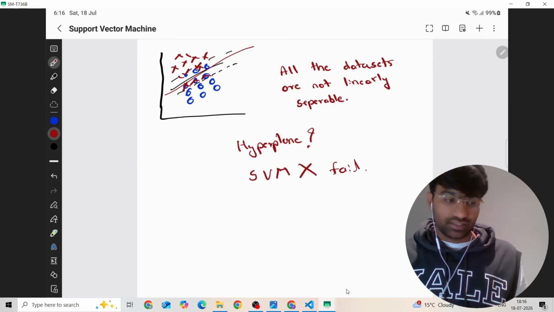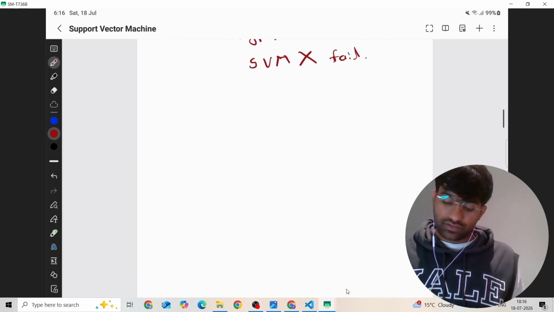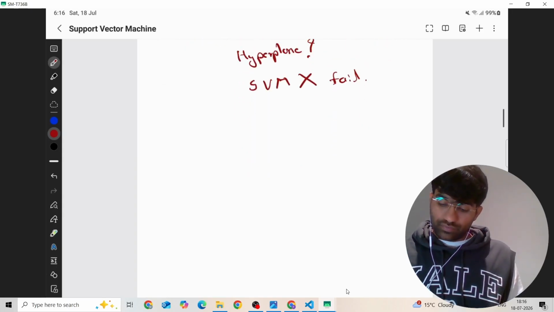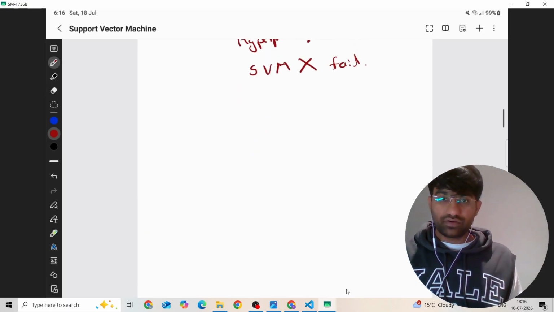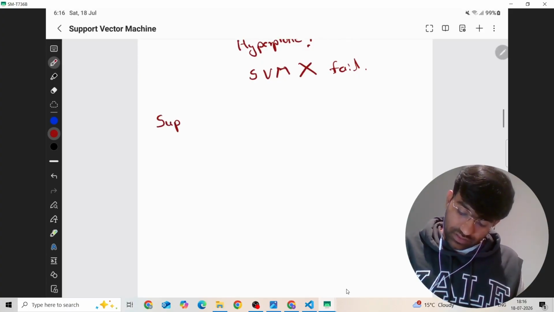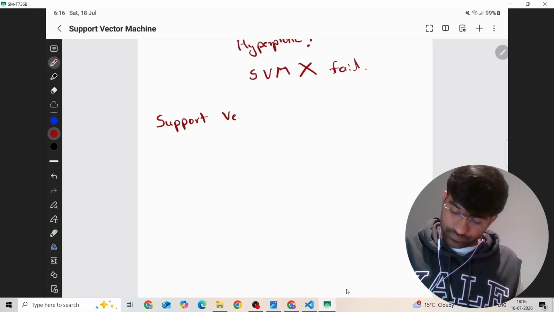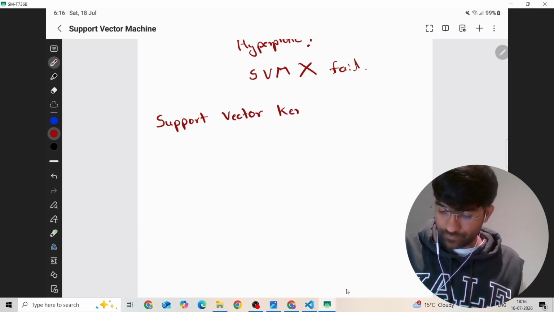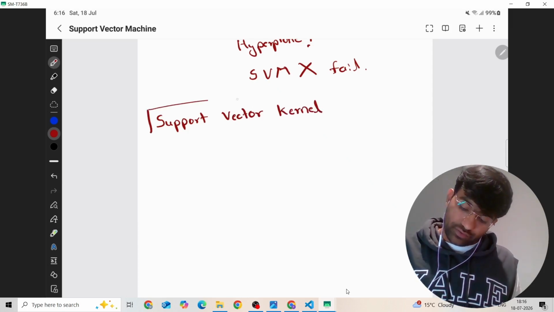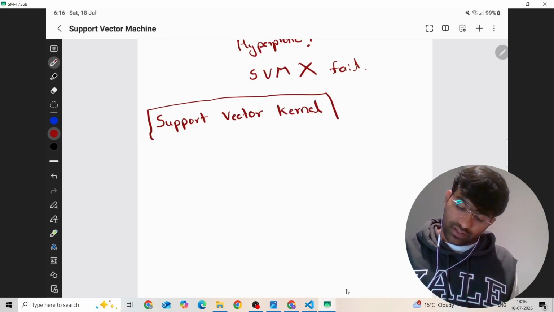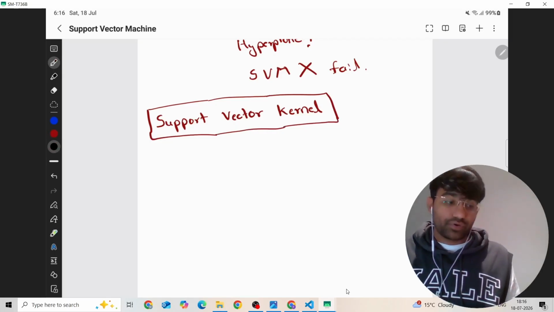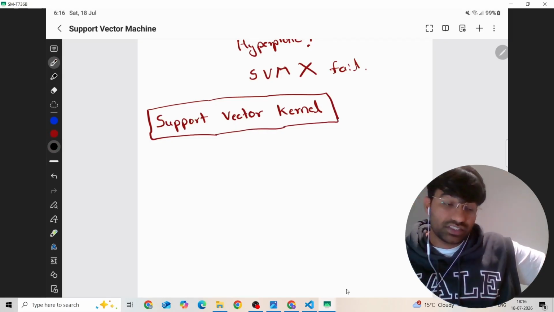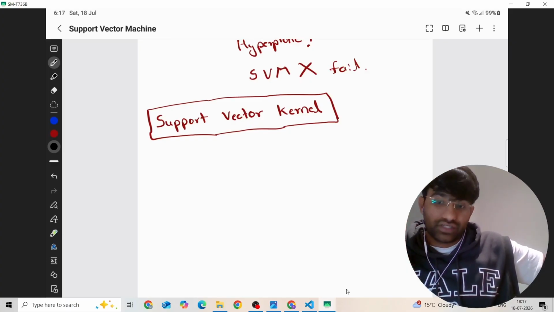That is not the case. When the data is not linearly separable, there come support vector kernels. The support vector machine will use the support vector kernels based on the data, based on the classification. What are support vector kernels? Support vector kernels are mathematical functions.